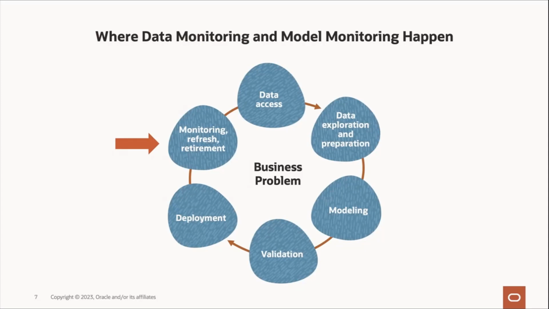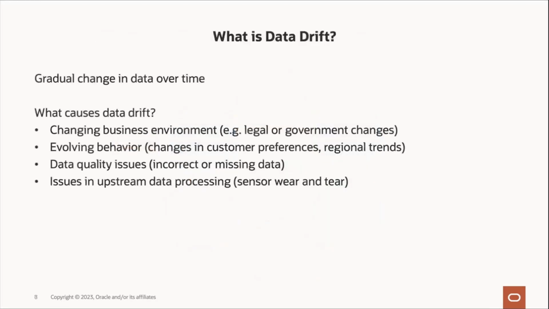Okay, so we're going to start by defining some terms related to data and model monitoring. And we're going to start with data drift. It's a pretty self-explanatory term. We're just looking at gradual changes in data over time. And this is something that is really just quite unavoidable in the real world, right? The world is dynamic, things are always changing. Your data is going to change over time for one reason or another.